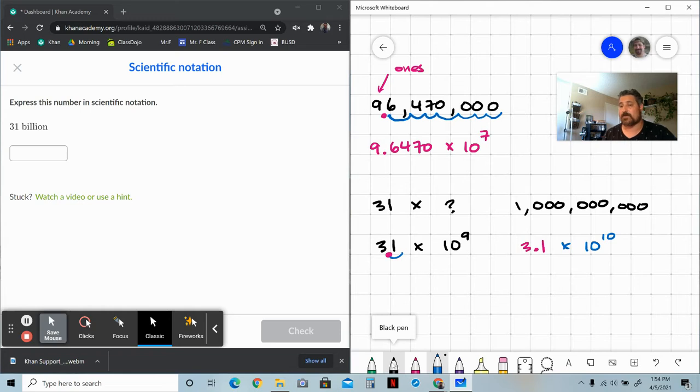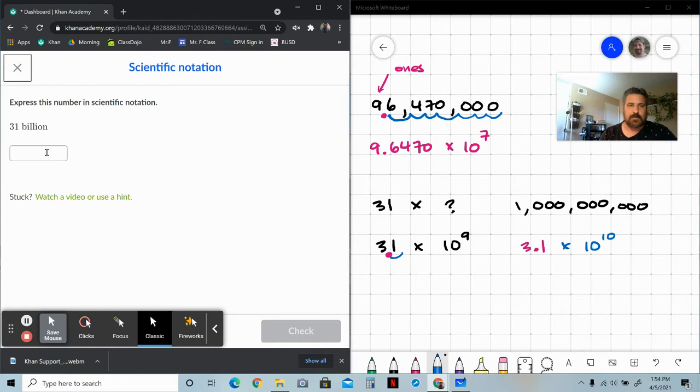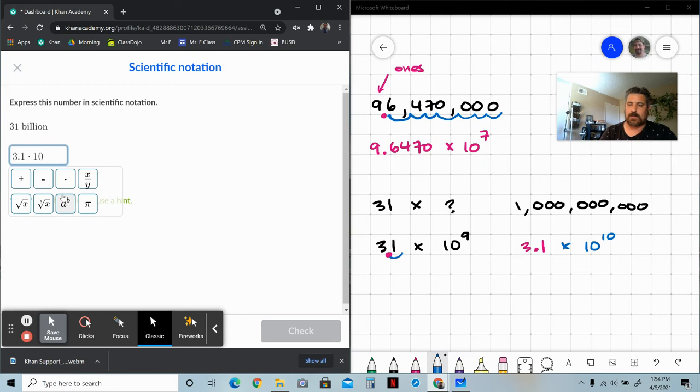You want the lead digit in the ones place, and you want the appropriate power of 10 that's going to put the decimal where it belongs and show you the real value. So this is 31 billion because it's really 3.1 times 10 billion, which is the same as 31 billion. And so that's what you put here. So you're going to put 3.1 times, dot, and then you're going to do 10 to the A to the B button, 10th.